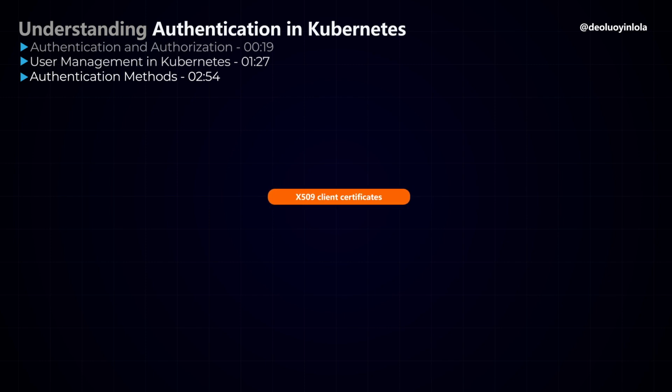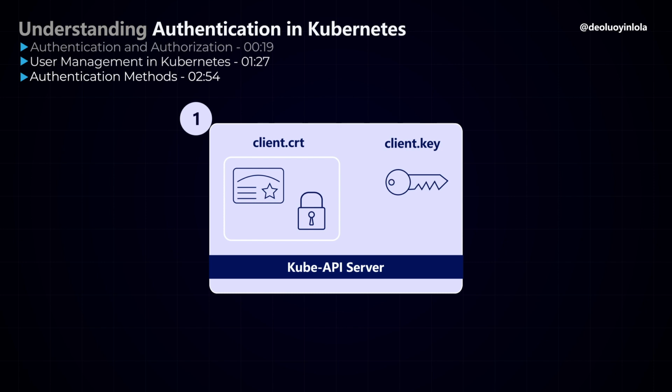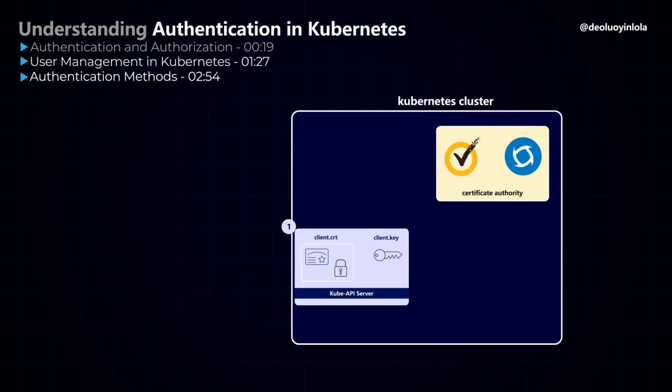X509 client certificate. Using X509 client certificates is another industry standard for authentication processes. To keep this simple, this method works in Kubernetes as follows. Number 1, the Kubernetes API server is started with the client-ca-file argument. This provides certificate authority information to be used to validate client certificates presented to the API server.